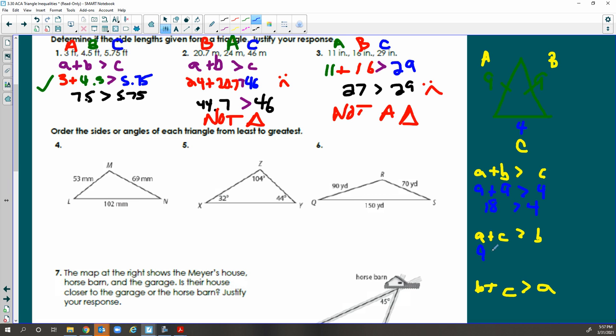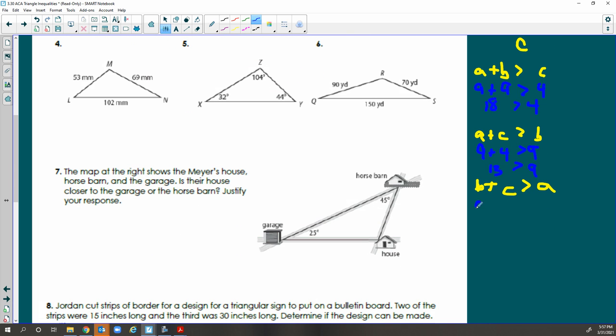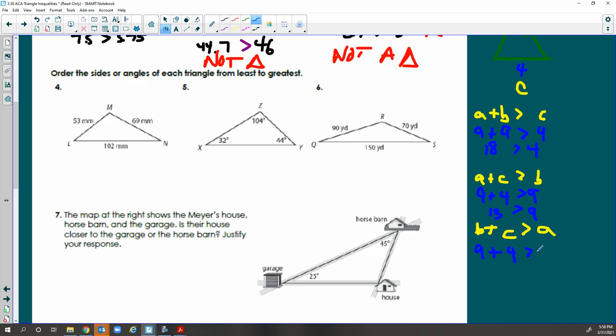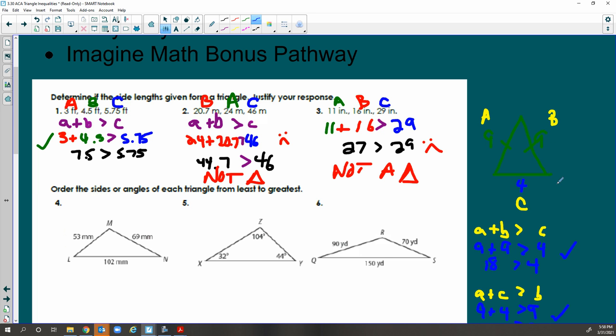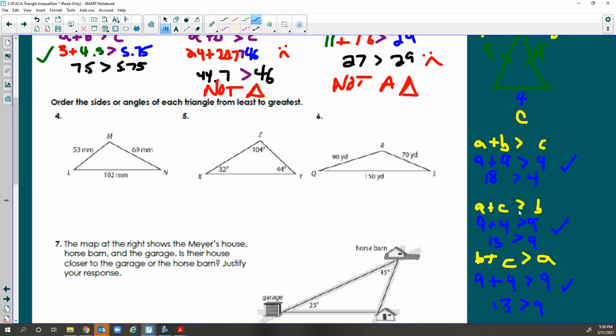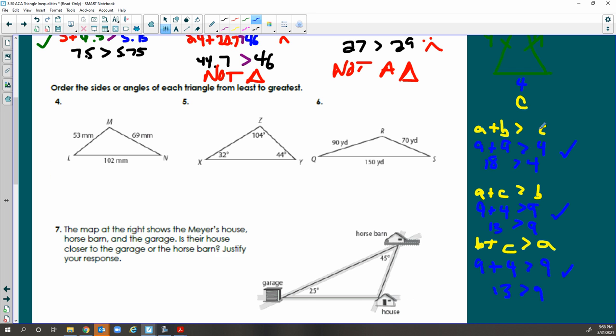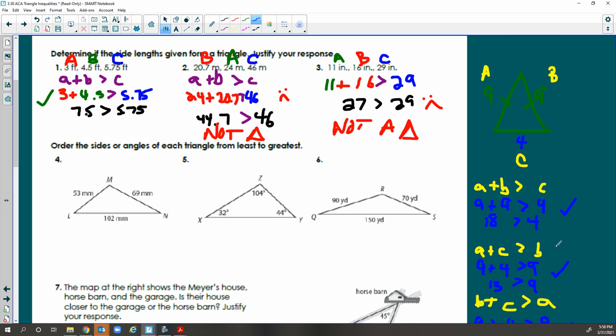A is 9, C is 4. 9 plus 4 is 13. B, let's see what B was. 9. 13 is bigger than 9. We're in good shape. Let's check it one more time. 9 plus 4 for B. That's the B side. This one is greater than 9. 13 is greater than 9 again. So because that one worked, this one worked, and this one worked, Mr. C's quick example triangle is in fact a triangle. If one of these did not add up to be greater than the number that was being compared to, we would have to say no, it's not a triangle.